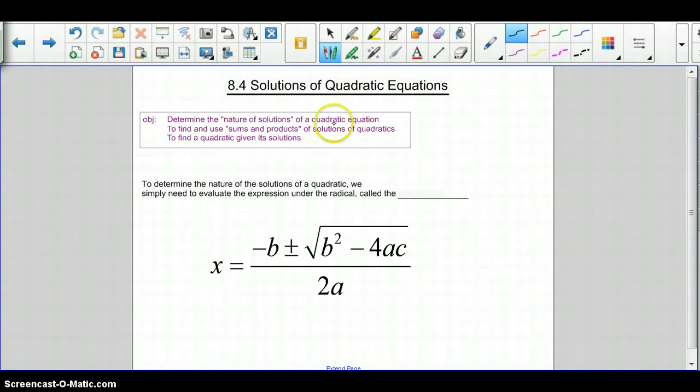What are they going to be like without even calculating it out? And we're going to find and use sum and products of solutions, and to find a quadratic given its solution. So we're going to derive that.